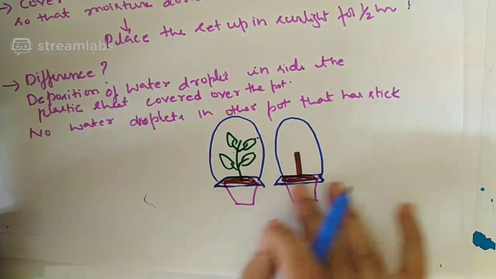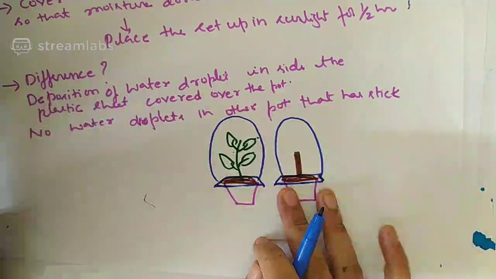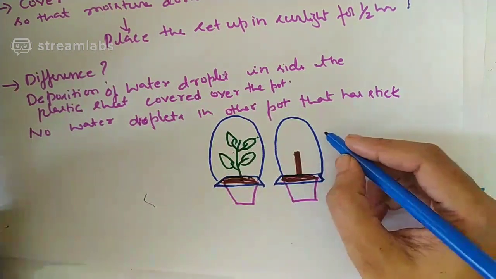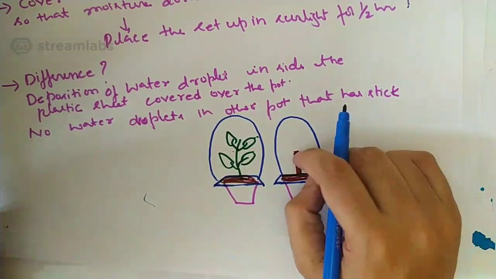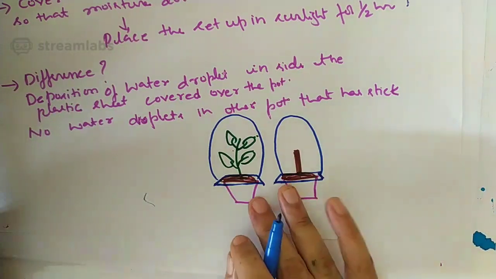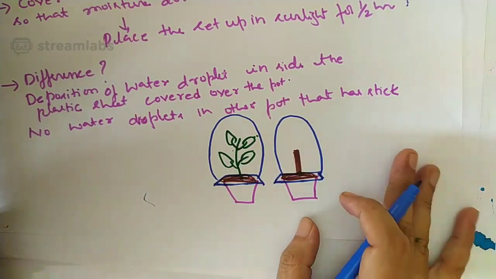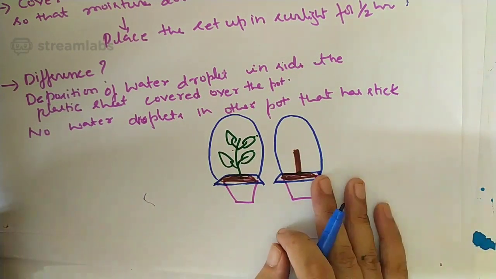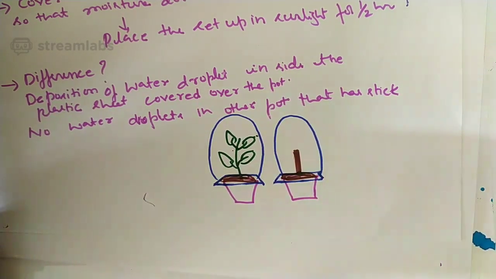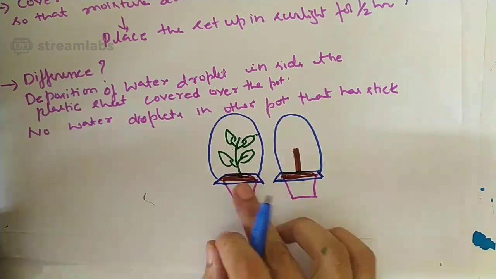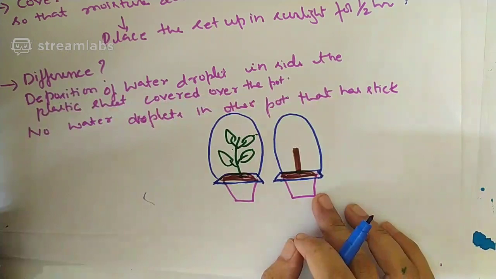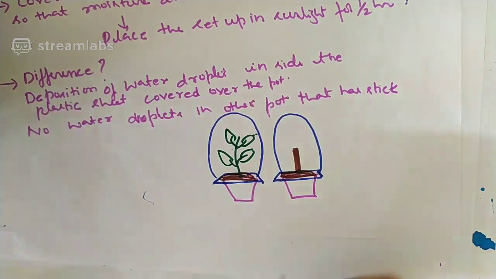Both the pots are covered with the plastic sheets, so that moisture is not going to escape. There is no escape of moisture. Now this setup is placed in the sunlight for half an hour. The question is, is there any difference? Yes students, we can see the difference.